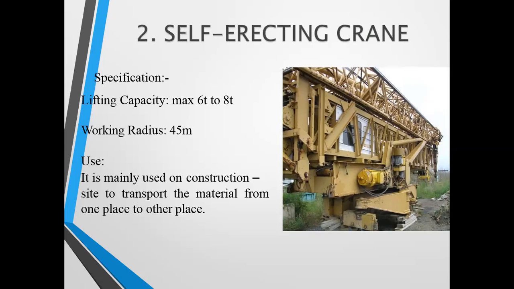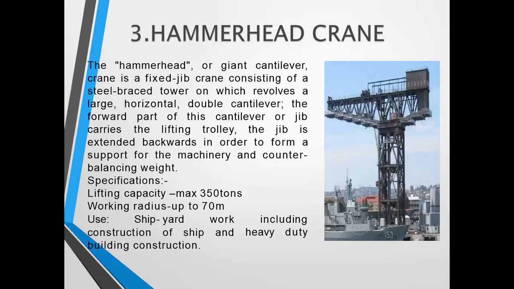They can thus be assembled without outside help or can grow together with the building or structure they are erecting, right? So the self-erecting cranes lift themselves off the ground using jacks. These cranes are also called self-assembling or kangaroo cranes. The specification means the lifting capacity of this kind of crane is 6 ton to 8 ton and working radius is 45 meter. The next type of crane is the hammer crane.